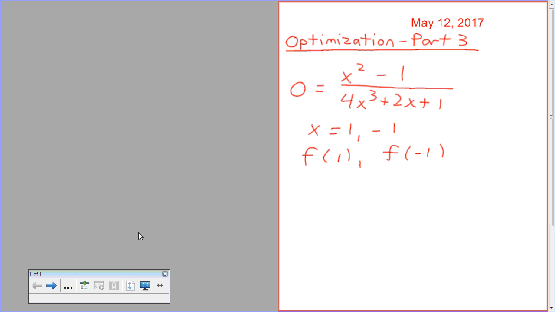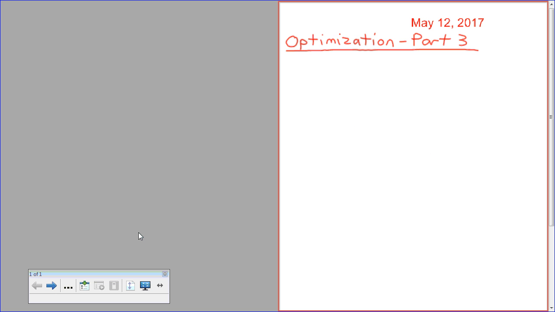All right, let's do our 2 optimization problems. Both of these are on your assignment or something close to it. Example 1. Let's pick the easy one first. We'll do the difficult one.